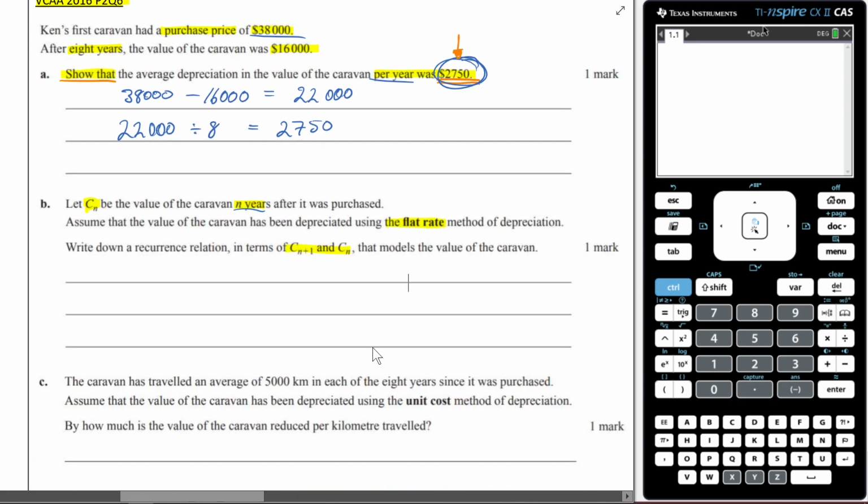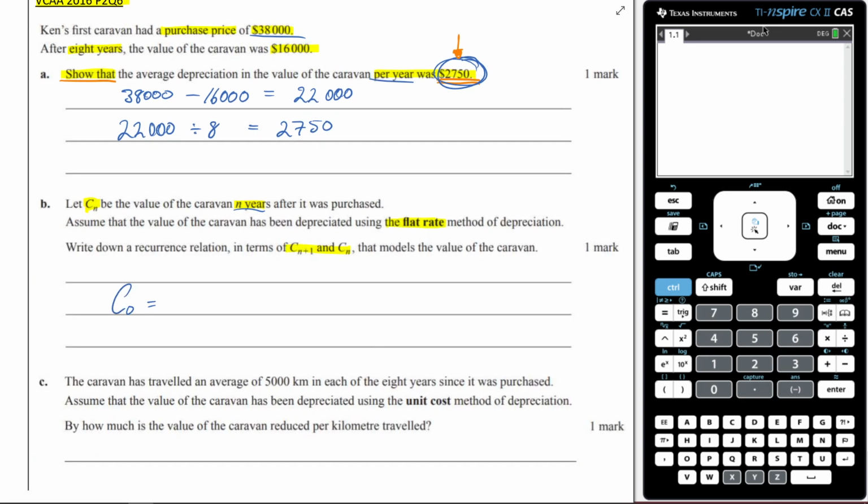So just in case you weren't able to do part A correctly, you can still use this number for the subsequent parts. So I'm going to say C of 0 is equal to $38,000, comma, C of n plus 1 is equal to C of n minus $2,750, because that's how much it's depreciating each year. And that's how you do that question.